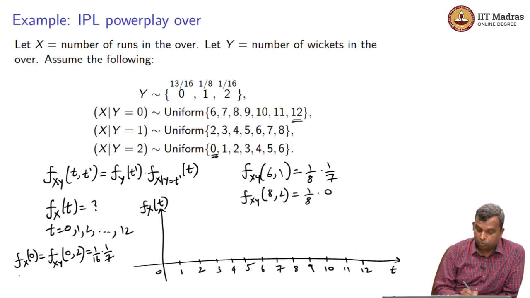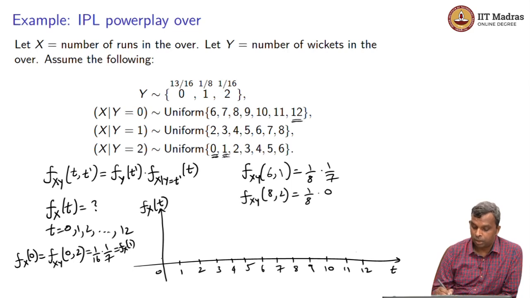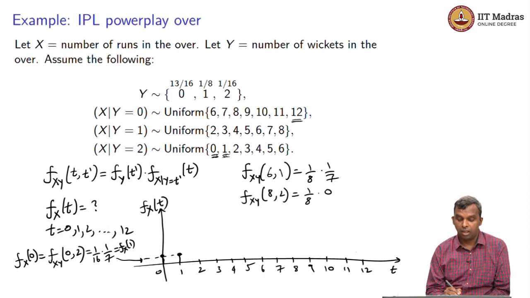Now, what about fx of 1? You will also get the same number for fx of 1. 1 also happens only a single time. So this 1 by 16 times 1 by 7 is one value here. This is fx of 0, and that's the same thing as fx of 1, and that common height is 1 by 16 times 1 by 7. All right. Now, what about 2 onwards?